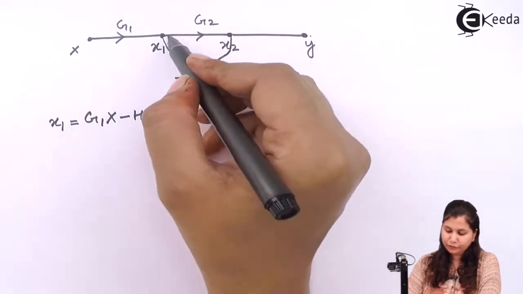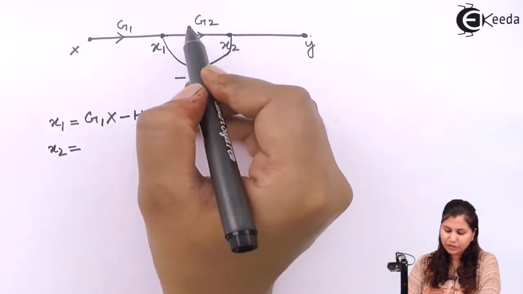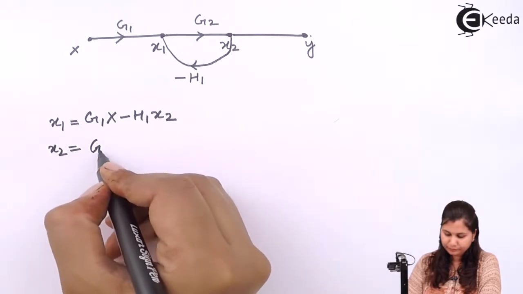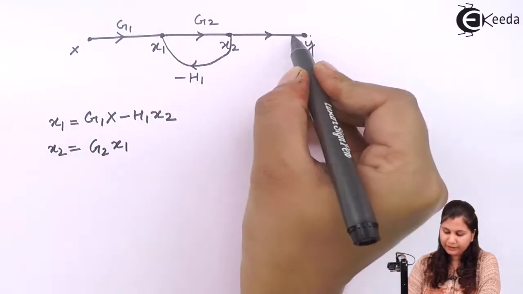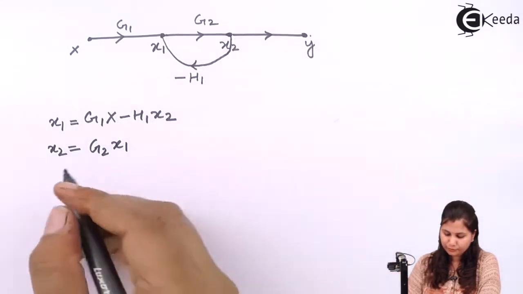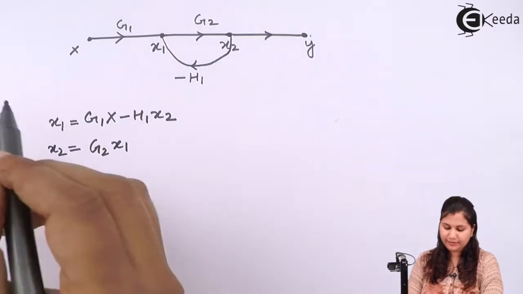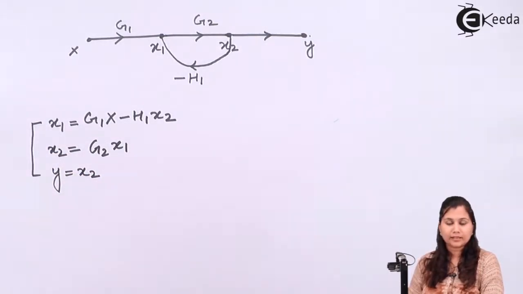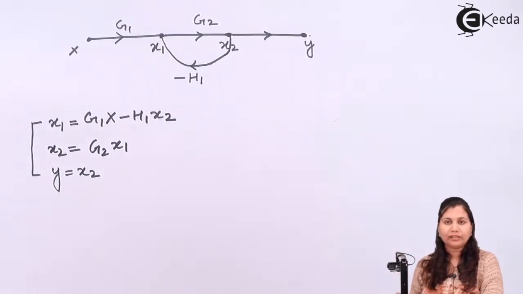Now for the node x2, the incoming signal is only one, that is g2x1. For the node y, we have the incoming signal as x2. So we have got 3 equations in terms of the nodes x1, x2 and y. Now for each of these equations, we will draw the block diagram, and then we will combine these 3 block diagrams. Then we will get the complete block diagram of the system.